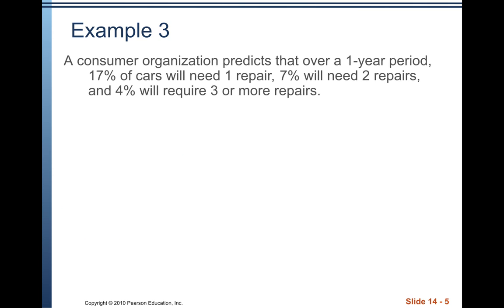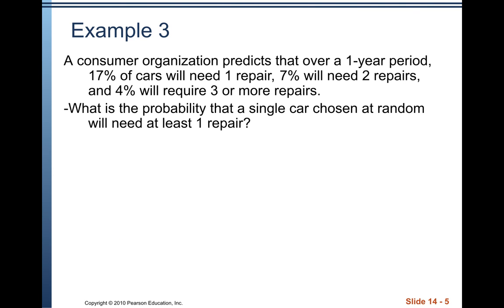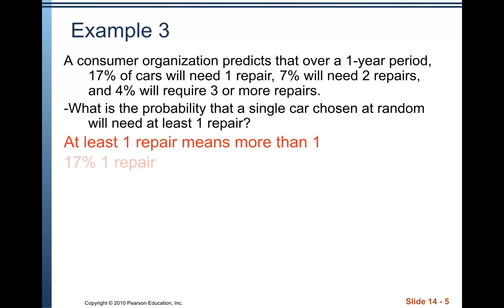Third example, same information. What is the probability that a single car chosen at random will need at least 1 repair? So instead of no more than 1, we're doing at least 1. Now, at least 1 means 1 or more than 1.